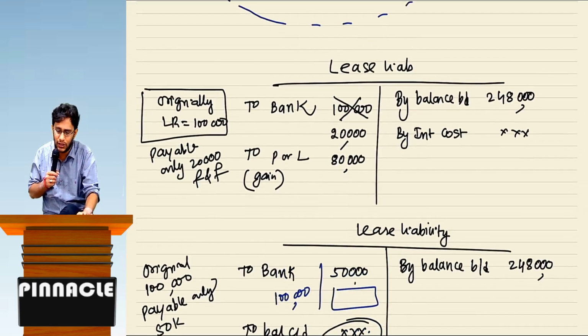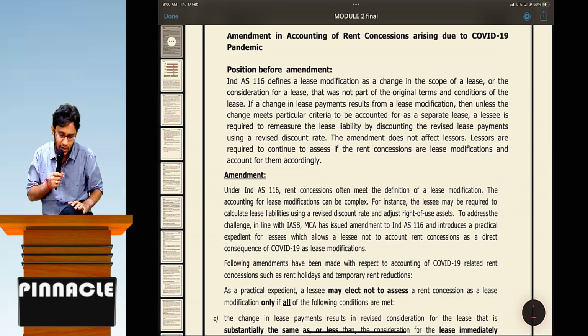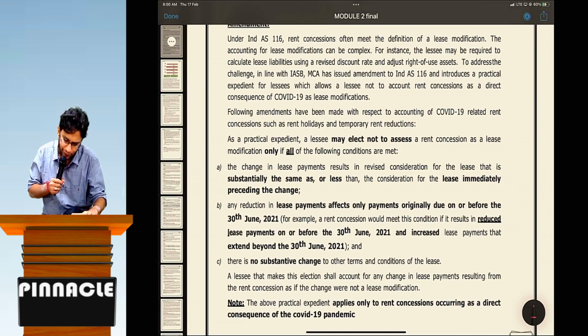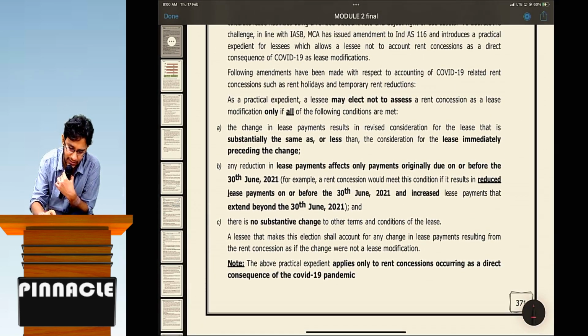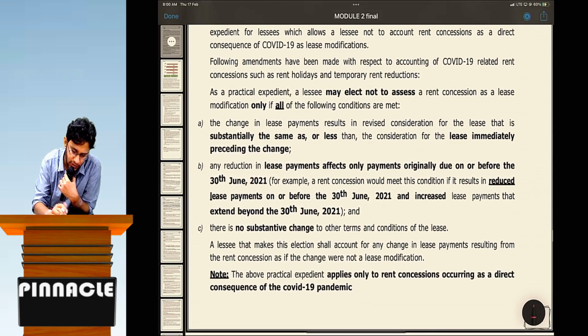Now, sir, if I want to enjoy this benefit, what are the conditions? Conditions, total 4 conditions, sir. I will just directly make you write all the timing, just watch in the material. Page number 371, they are there. A, B, C.